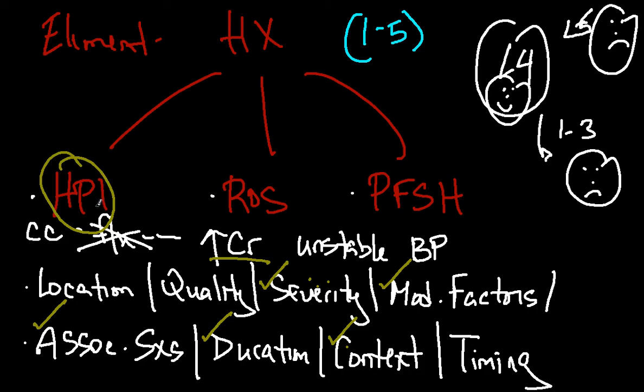So remember, for the HPI, you need to address 4 out of the 8 items at the minimum. And I just gave you an example of how a kidney doctor can do that. In the next video, we're going to talk about the review of systems and then finally sum up with past medical, family, and social history.